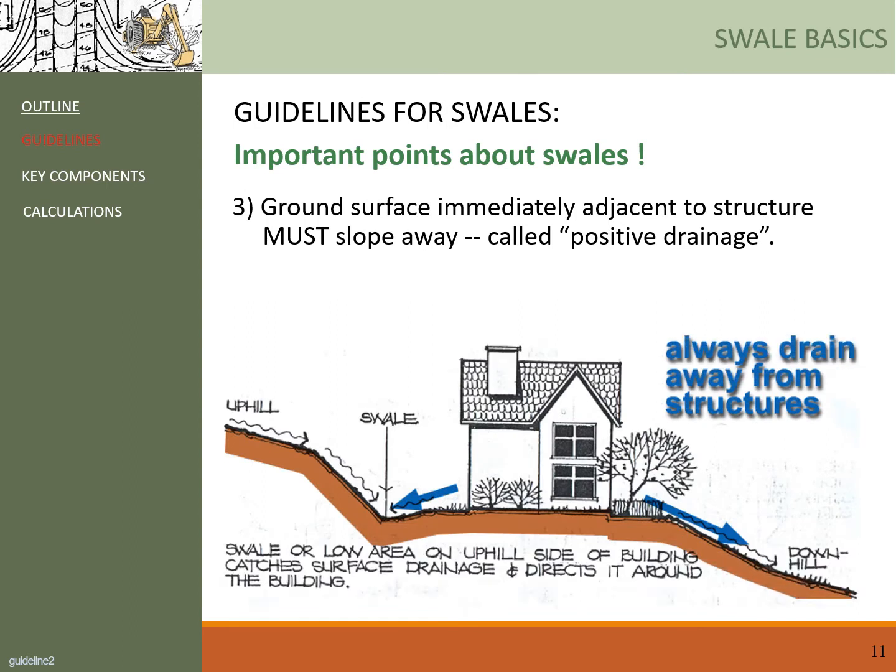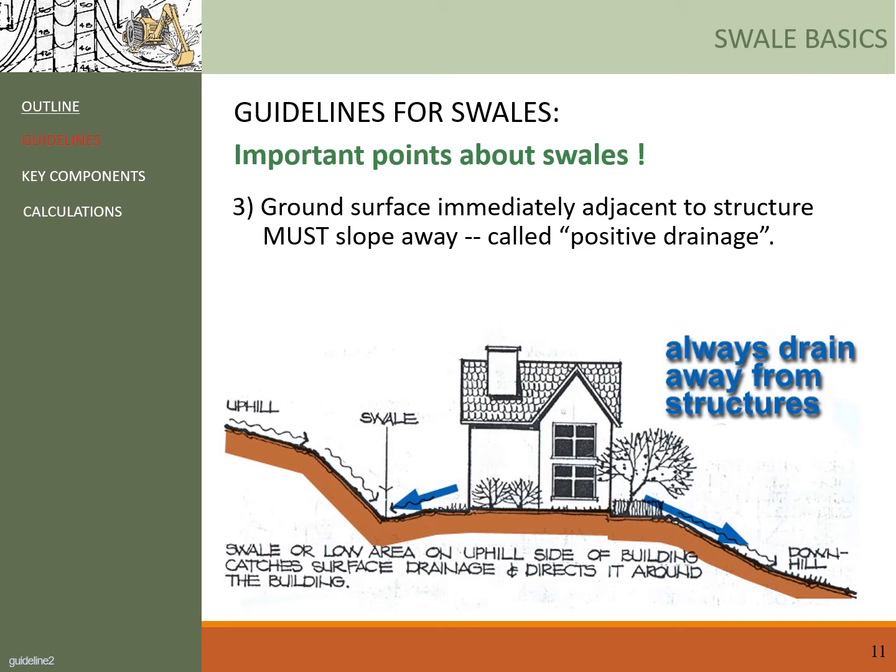Now, the third point is that the surface of the ground immediately adjacent to the structure must slope away. They must always drain away from the structures, right? And this is called positive drainage. And we will mention the term of positive drainage numerous times throughout the semester.